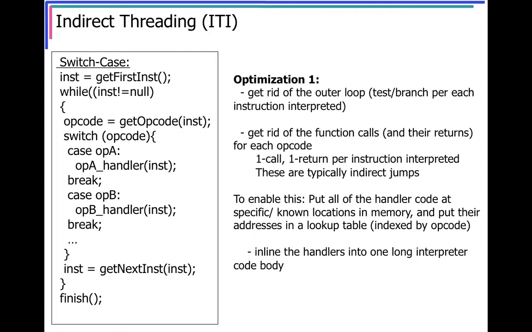The next thing we can do is get rid of those function calls. Every time we call a function and return, we have one, if not two, indirect jumps to handle. So what we'll do here is put all of the handler code at a known location in memory, and then put the addresses of those locations into a table, which we can index by the opcode. So we get an opcode, look that opcode up in a table to get an address, and just jump using goto to the address that's in that table, thereby avoiding the function call and return. And then finally we can take this one step further and inline the handlers into one long interpreter code body.